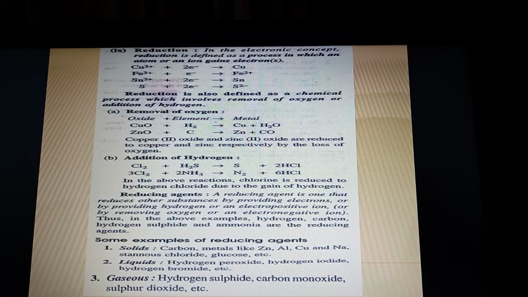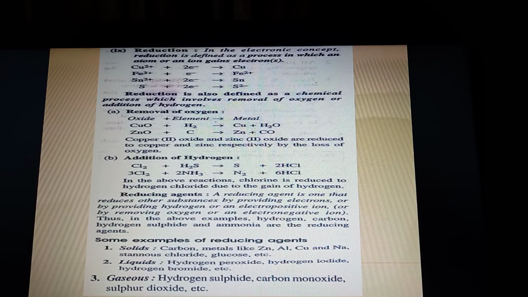Now reduction is also removal of oxygen. CuO is becoming Cu, and why? Because H2, which is a strong reducing agent, takes away the oxygen. So cupric oxide is becoming a copper atom. CuO to Cu is an example of reduction. ZnO to Zn is an example of reduction.